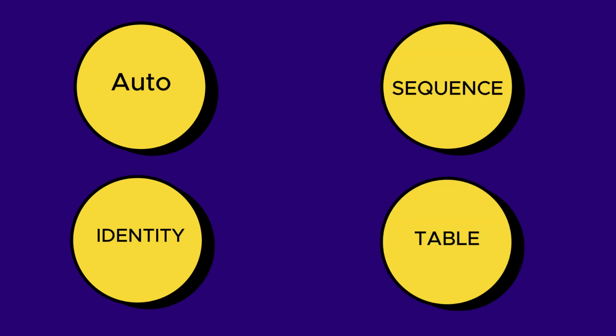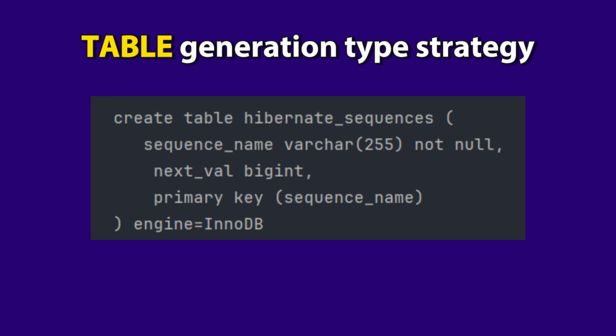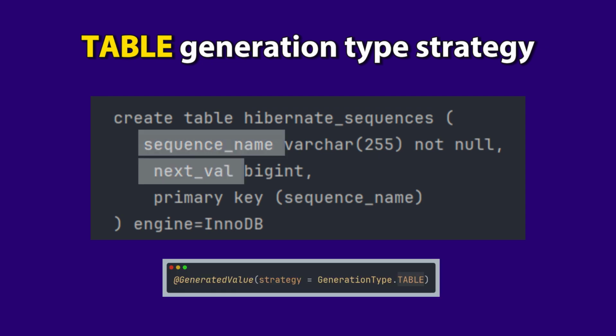Before diving into generators, let's understand why we would need them. When we use the table mapping strategy, a Hibernate sequences table is created. Maybe we want to change the name of this table, or the initial value used to initialize the column storing the generated value, or maybe the column name. With default settings, we can't do that, but using generators, we can override the default behavior. Let's see that in action.